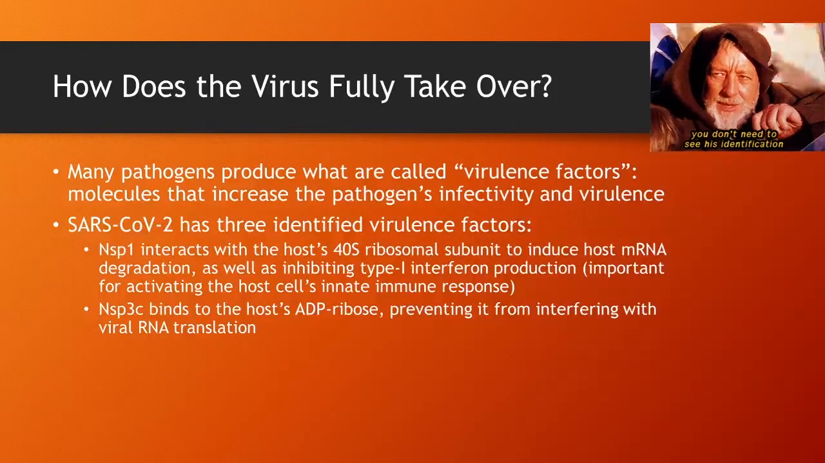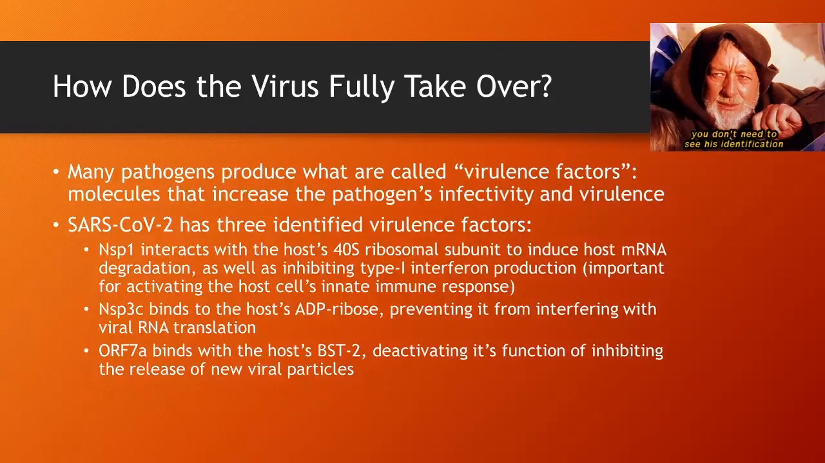NSP3C is another virulence factor, and it binds to the host ADP ribose, preventing it from interfering with viral RNA translation. So yeah, ADP ribose is basically a product that our cells make that helps block viral RNA from being translated and making viral proteins. But NSP3 actually binds to that instead of having ADP bind to the viral RNA. So that means the RNA is free to be translated and make proteins.